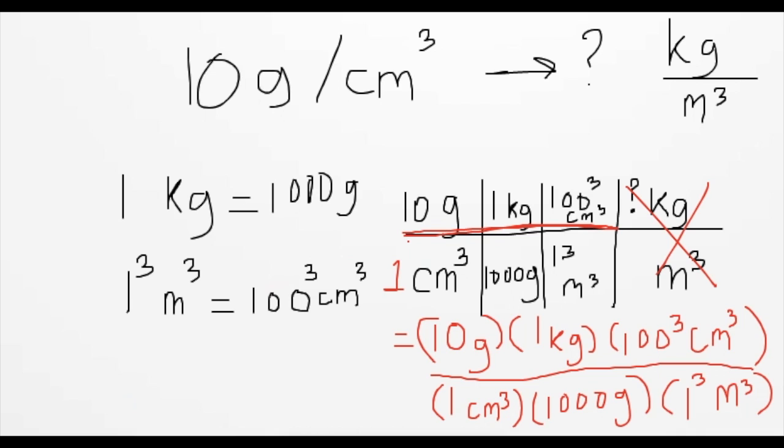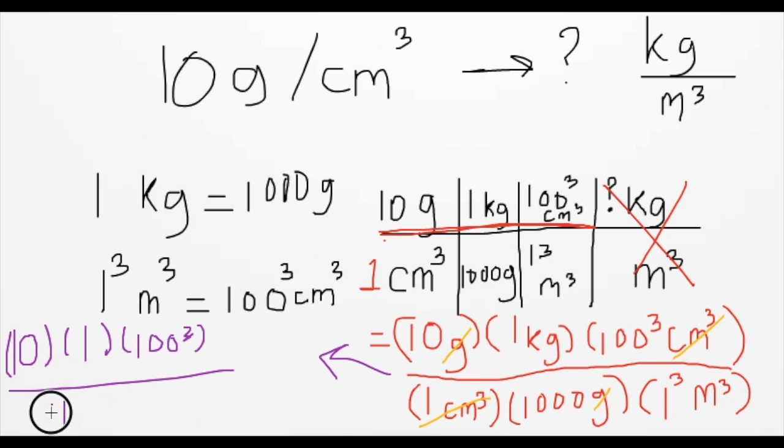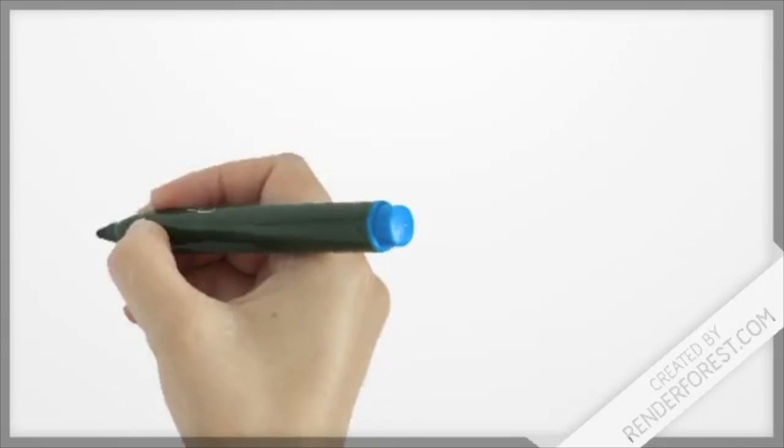Now we will cancel out any like terms and multiply across the top and the bottom. Grams and grams will cancel, centimeters cubed and centimeters cubed will cancel. The only units we should be left with are kilograms on the top and meters cubed on the bottom, because that was what we needed. When I multiply the numbers across the top, I get 10 times 1 times 100 cubed divided by 1 times 1,000 times 1 cubed. And this gives me 10,000 kilogram per meter cubed.